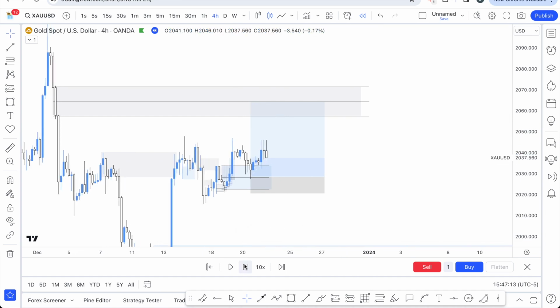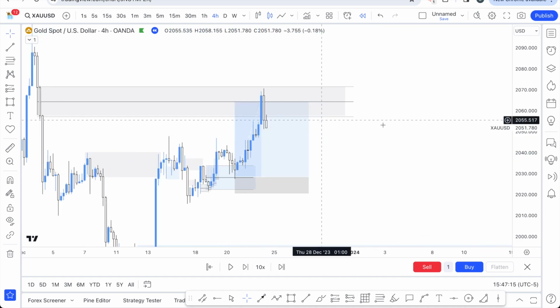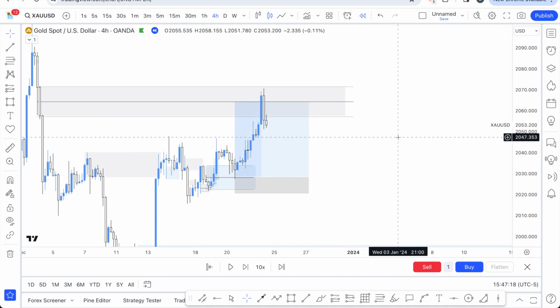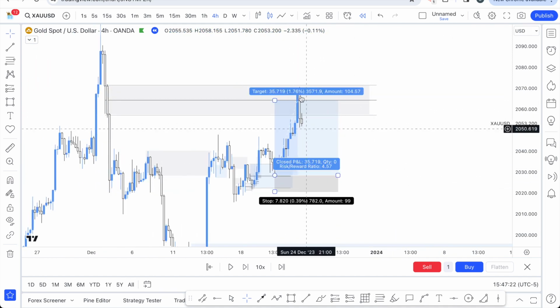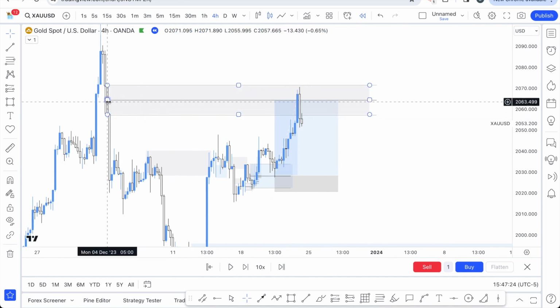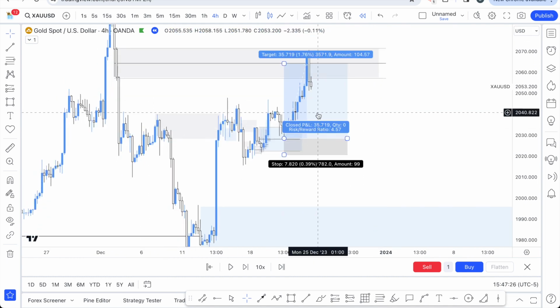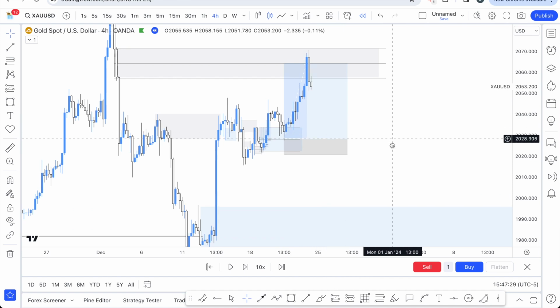So let's continue to see what happens. Okay, boom, there we go. So just as anticipated, price did tap the 50, and price actually rejected there because there was supply there. So now this would be what, 4.5%. This would be great.